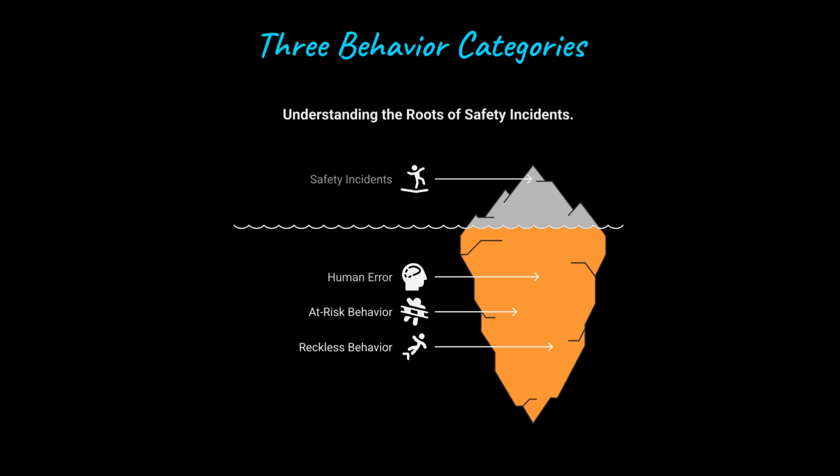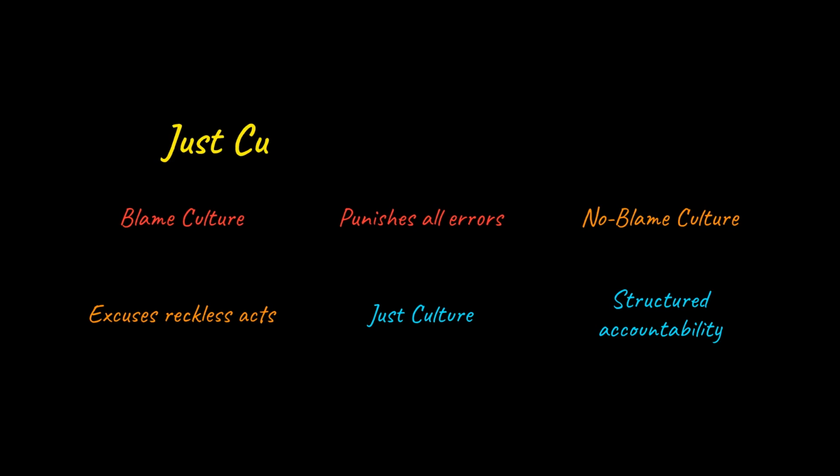Just culture rests on three categories. Human error is an unintentional slip. The response is system improvement and coaching. At-risk behavior is drifting from policy without seeing the danger. The response is coaching and policy review. Reckless behavior is conscious disregard of obvious risk, and only here does disciplinary action apply.